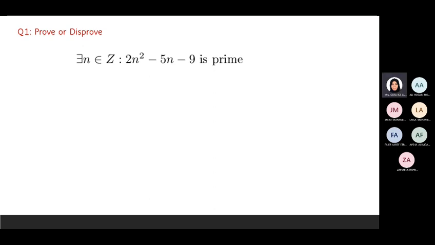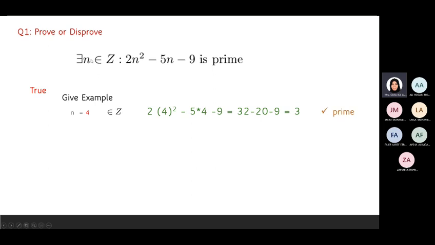Actually, this is a true statement. When you choose n equal to 4, and 4 is a number belonging to Z, and you substitute here, you will get 3, and 3 is a prime number. So, for the exist statement, to prove it, there is no need to use the proof methods. Just give examples.